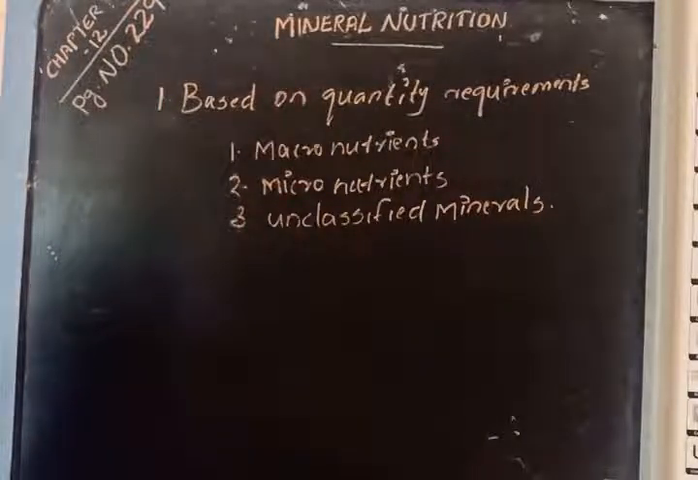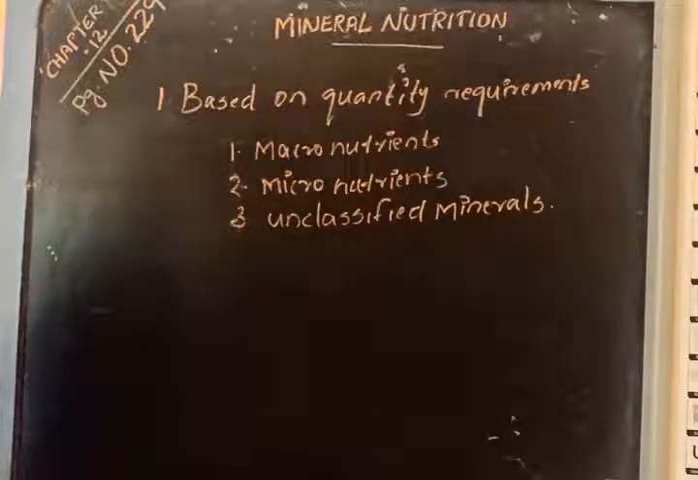Some minerals like sodium, silicon, cobalt and cerium are not included in the list of essential nutrients but are required by some plants. These minerals are placed in the list of unclassified minerals. These minerals play specific roles, like silicon is essential for pest resistance, prevents lodging and helps cell wall formation in the families Equisetaceae, Cyperaceae and Gramineae.